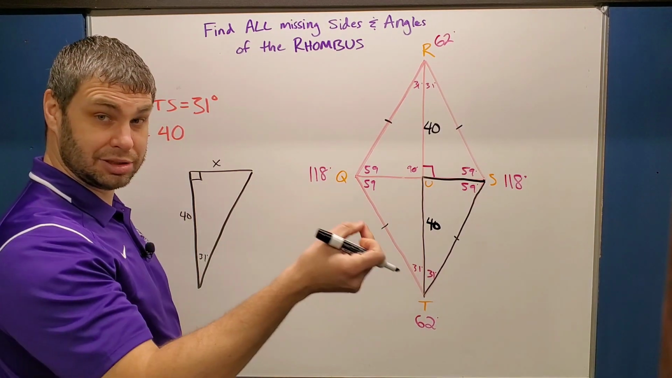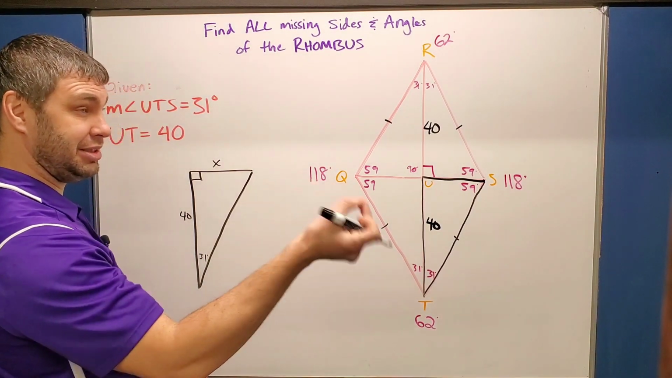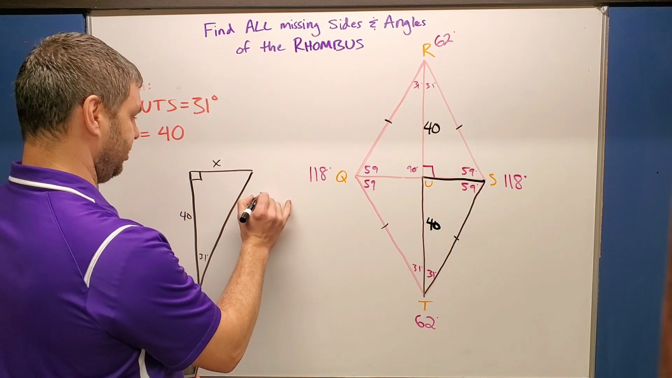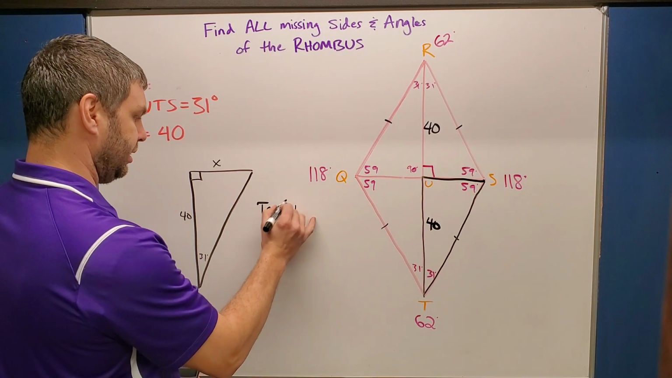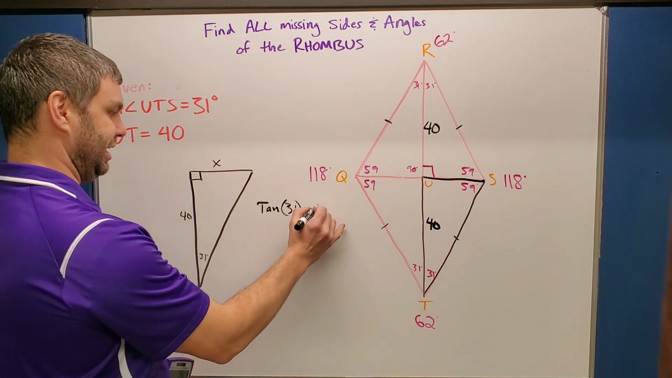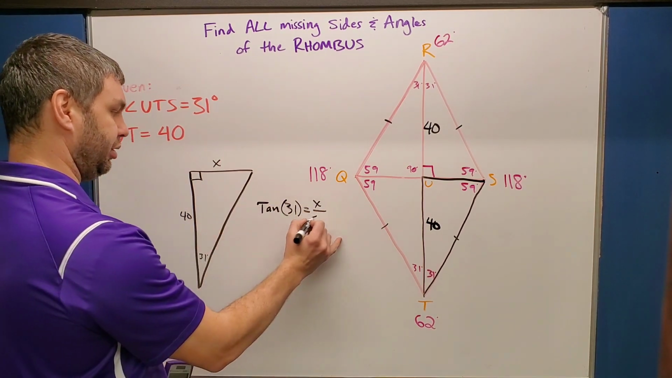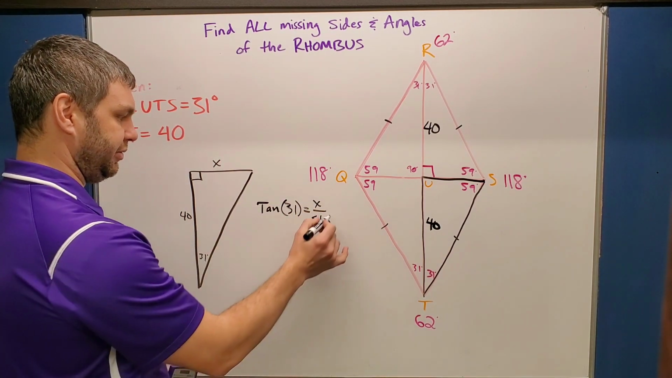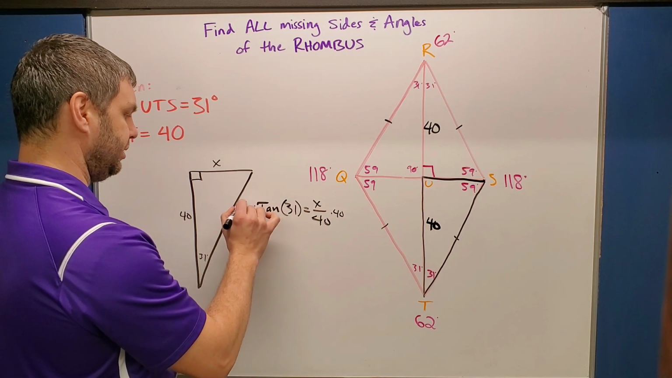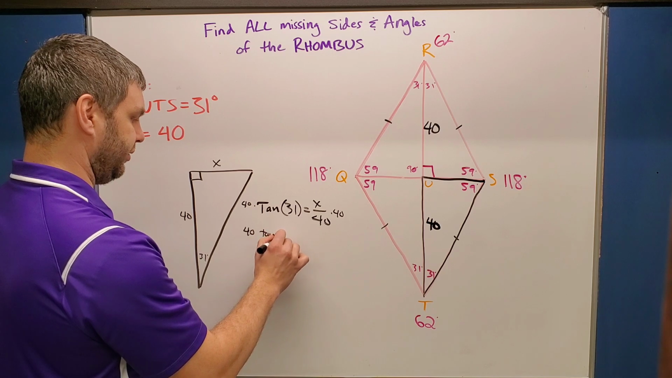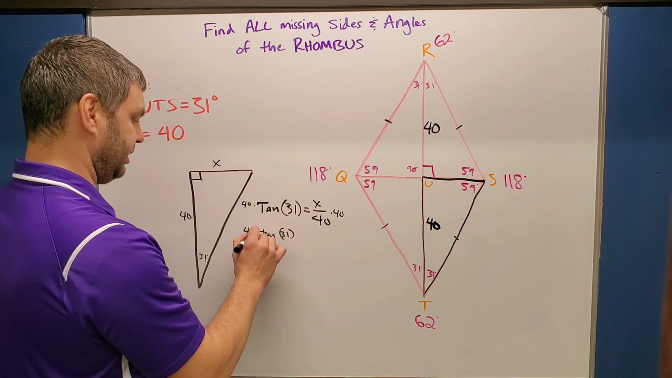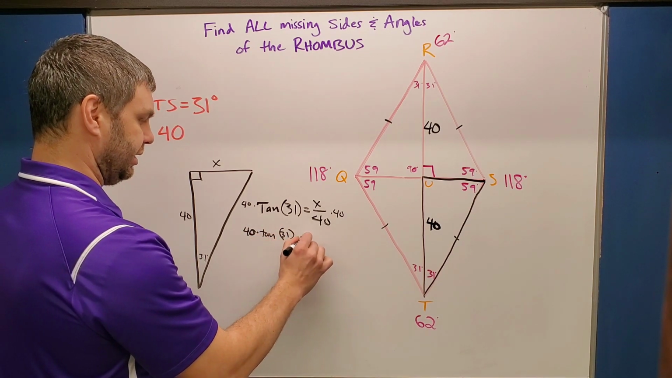Remember our word SOHCAHTOA? That's the TOA, the opposite and adjacent there. And so this is going to be tangent of 31. And that's going to equal the opposite x over the adjacent 40. And of course, to get x by itself here, I'd have to multiply both sides by 40. And that's going to be 40 times tangent of 31. And that's going to equal my x.